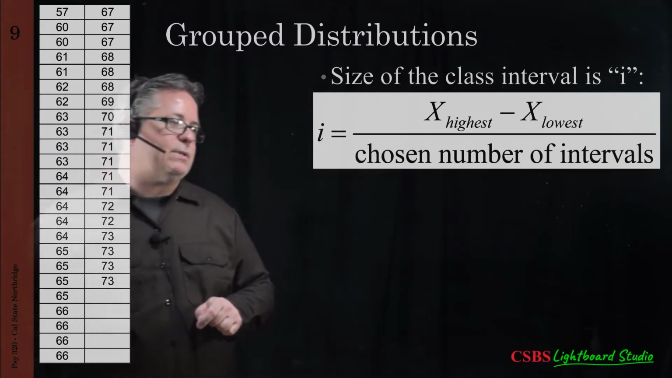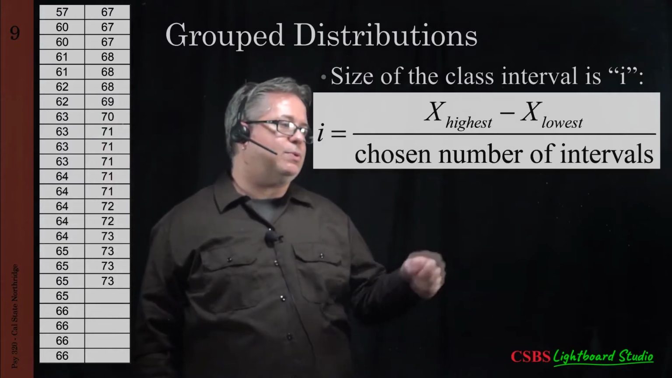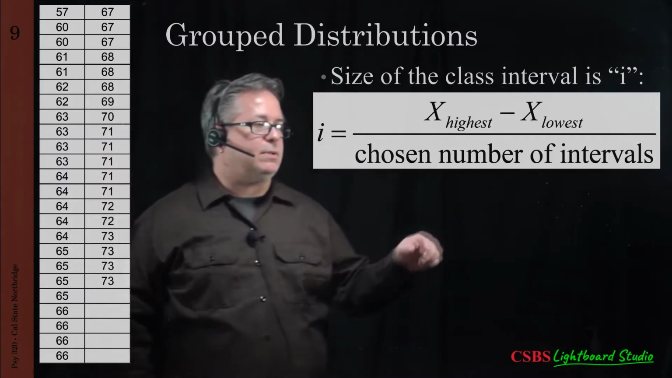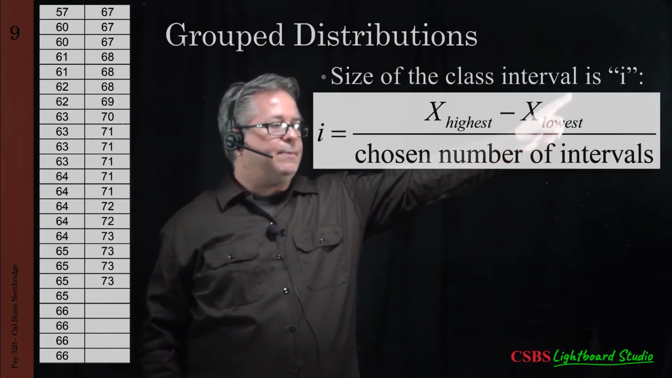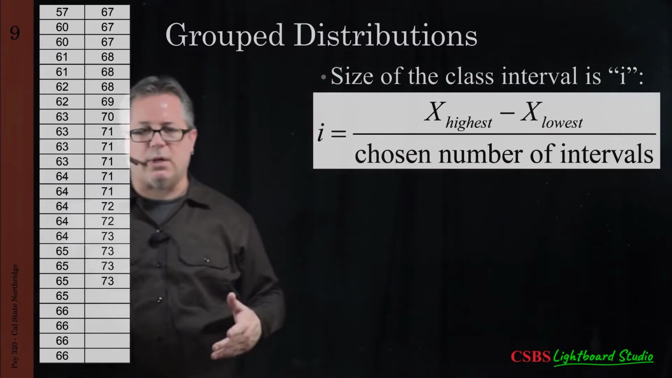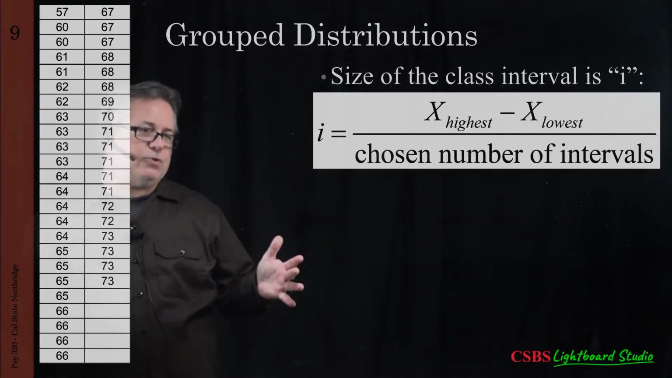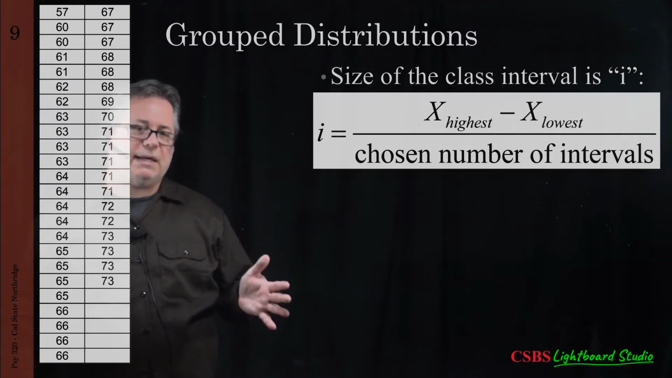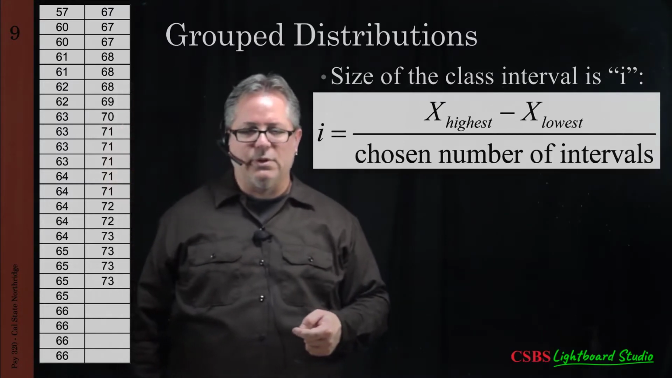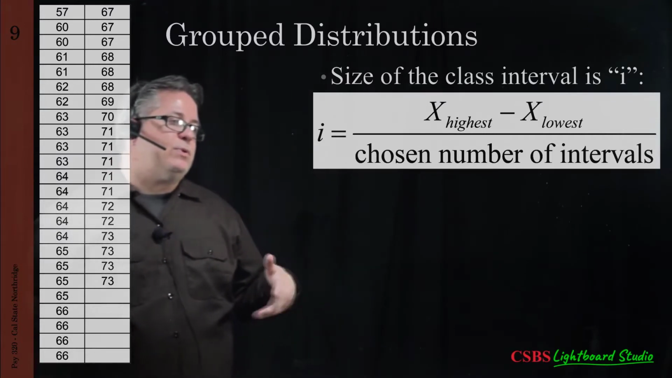So, for instance, one way to choose the number of classes is through the class size, I. You take the number of intervals or classes that you might want, again somewhere between 10 and 20. I'm going to go with 10 just because it's a fairly small number of scores. Not like we have hundreds. So let's go with the smaller amount.